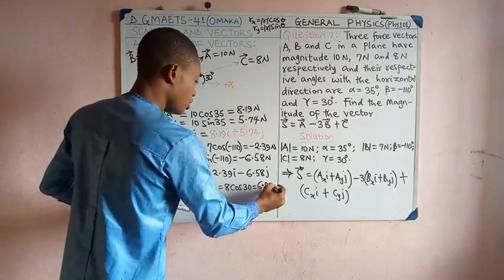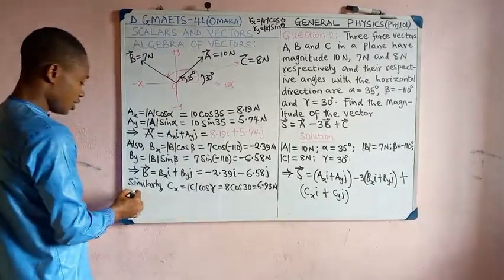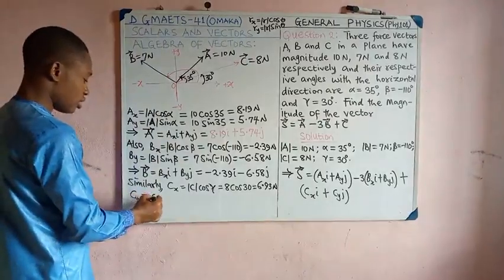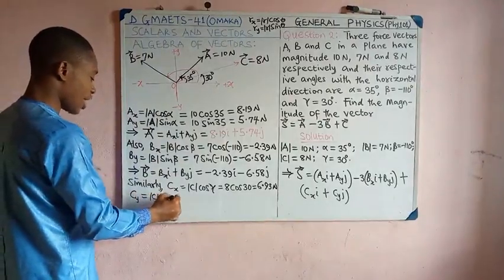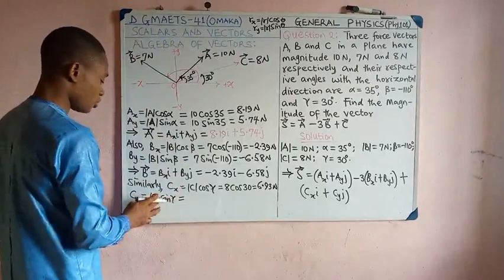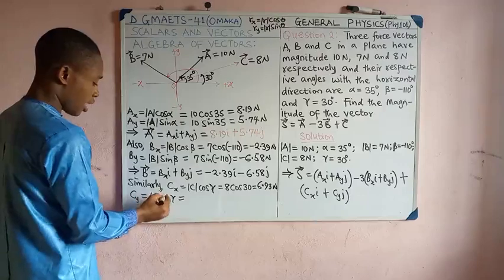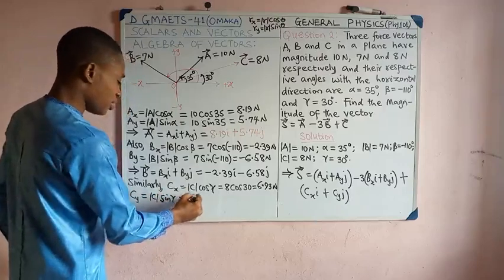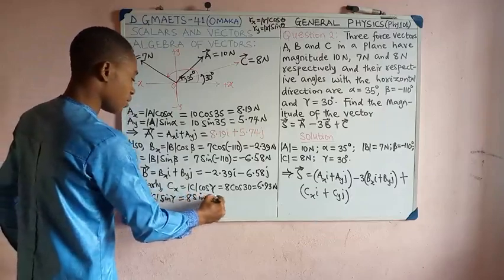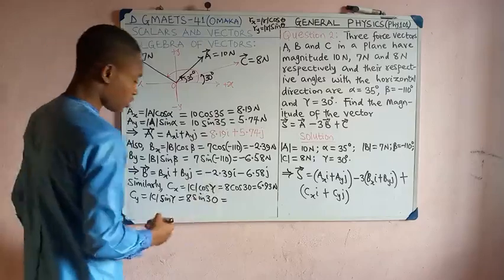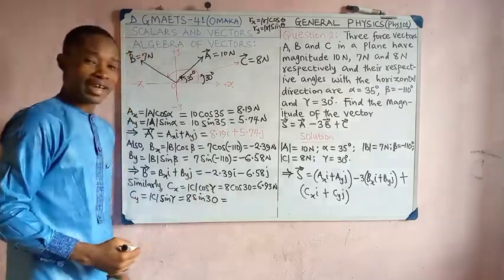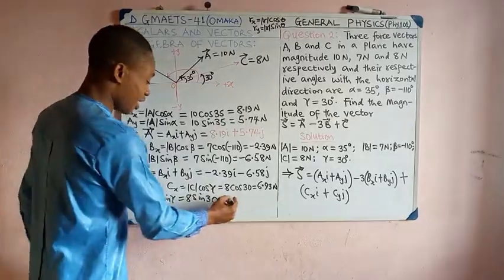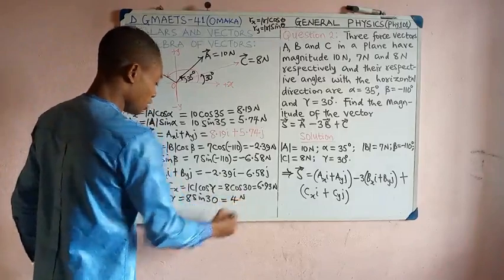6.93 Newton. And then Cy would give us the magnitude of C sine gamma. The magnitude of C is 8, then sine 30, which is 0.5. I have that at heart. So multiply by 8, you get 4 Newton.